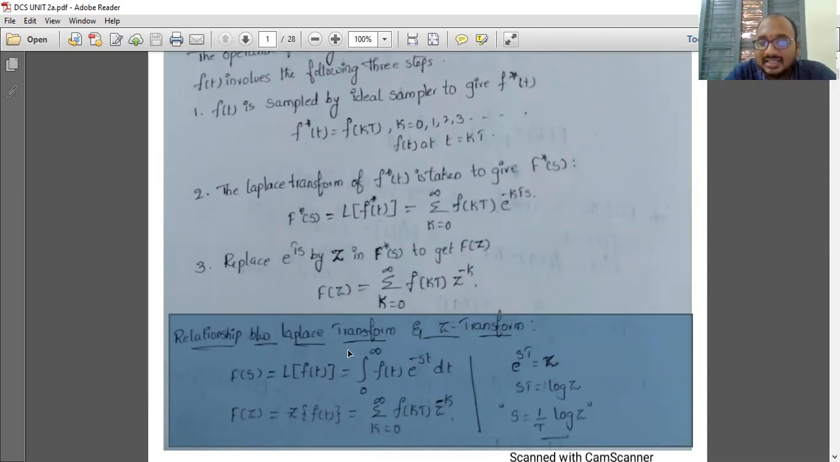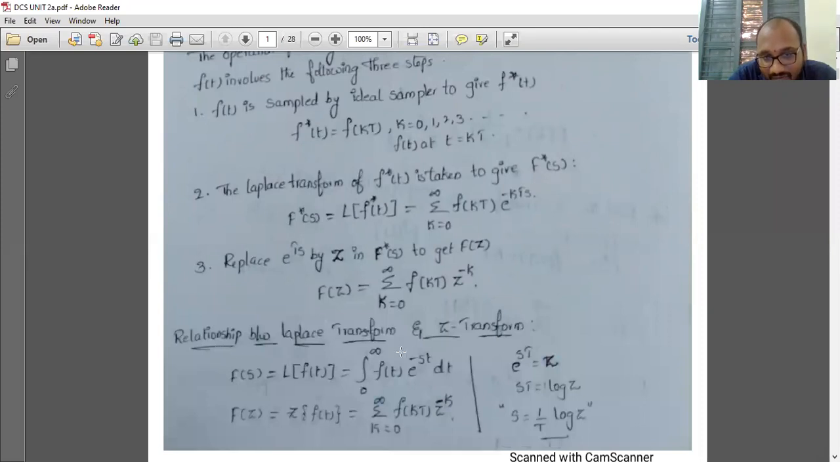Okay, s ki z ki madhyana relationship ni find out cheyamantunaru. So f of s is the Laplace transform of the continuous time varying signal f of t. So f of s is equal to the Laplace transform of f of t is equal to integral 0 to infinity f of t into e power minus st. This is the basic formula for the Laplace transform of any signal.